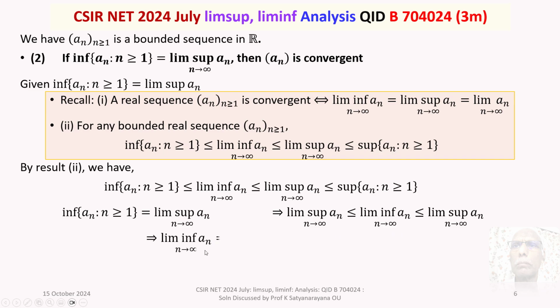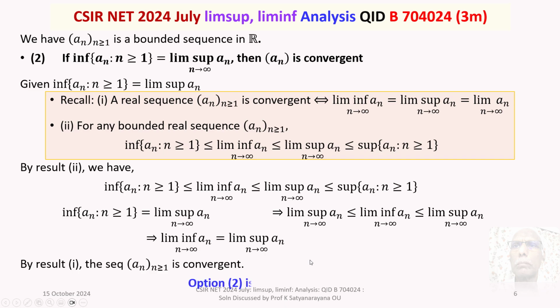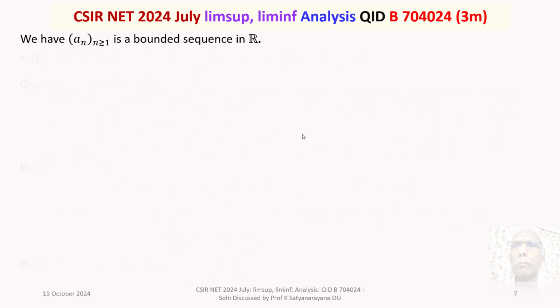Limit inferior of a_n is equal to limit superior of a_n. And if it is so, by result 1, the given sequence is convergent. Thus, option 2 is true. Agreed. We go to the next option.